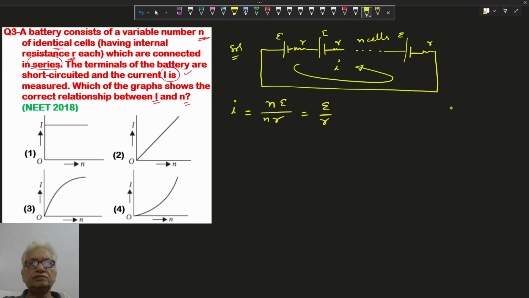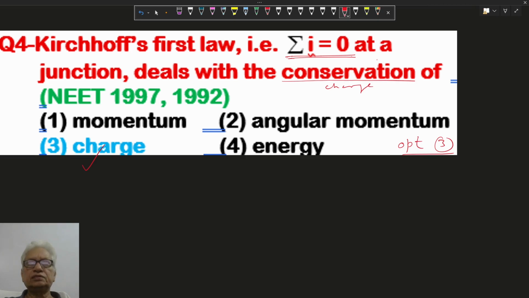Now we plot the graph between the current I versus n. I does not depend on n. So whatever the number of cells n, the current is constant. So here option 1 is correct.